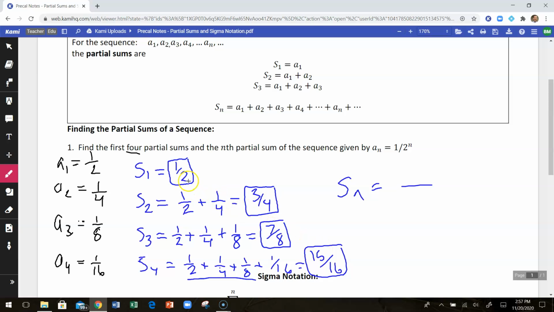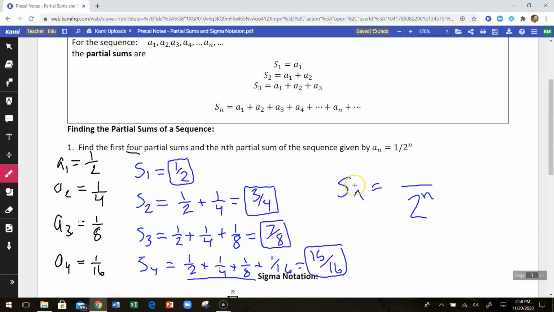On the bottom, 2, 4, 8, 16. Hey, that's a pattern I know. 2, 4, 8, 16, those are the powers of 2. 2 to the first, 2 to the second, 2 to the third, 2 to the fourth, right? So how do I write the powers of 2? That's 2 to the power n. If I plug in 1, I get 2, and 2, I get 4, and so forth. So I know my denominator is just going to be 2 to the power n.